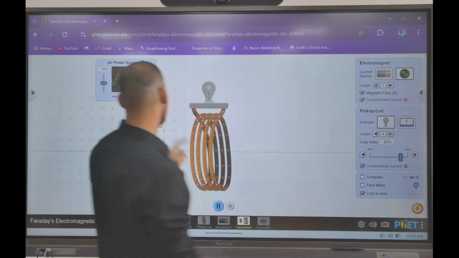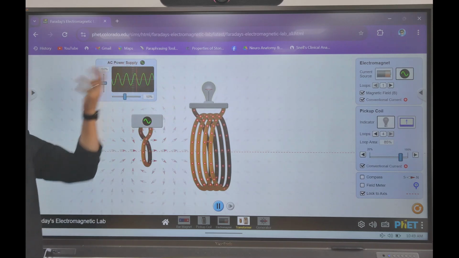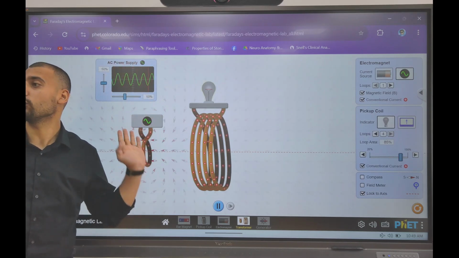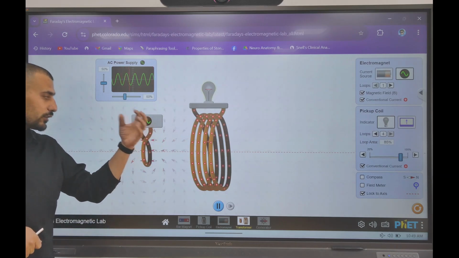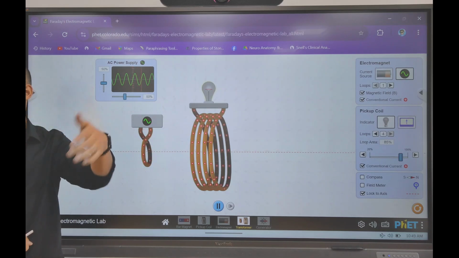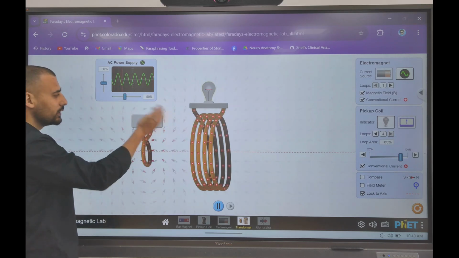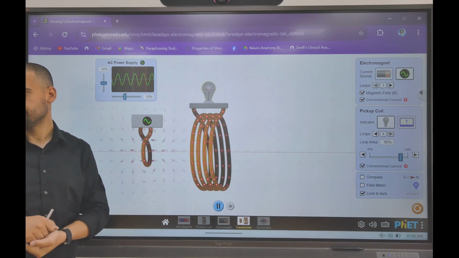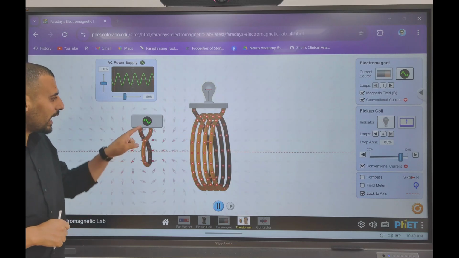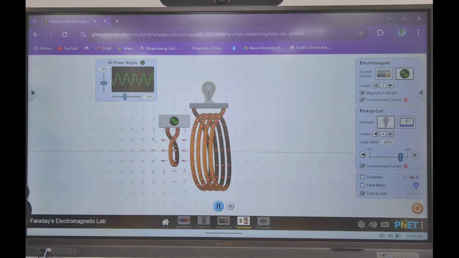I'll change the battery here. I'll convert it to an AC source. AC is the alternating current. The positive and negative are not fixed. They are not constant. They are continuously changing. The positive and the negative, we don't know whether this is positive or this is positive. This keeps on changing. This is the current that flows in our homes. Okay. Now see what is happening. Is there any motion? Yes. Where is the motion? There is no motion.